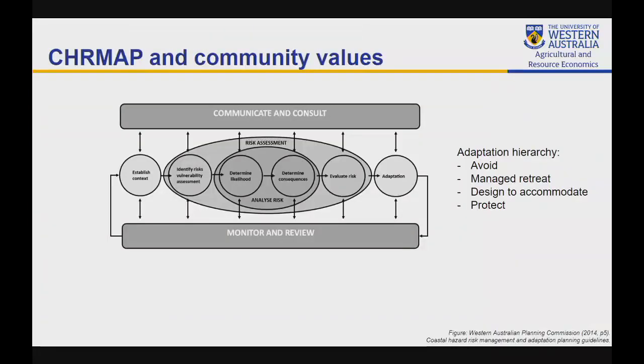Within the CHRMAP process, there are a number of places where community values are relevant. First of all, they need to identify which assets might be at risk. And from a social perspective, we then need to ask the question, do people care about those assets? Because if they don't, maybe it doesn't matter that they're at risk. They might matter for other reasons, environmental or commercial reasons, but we need to get that social perspective too. In terms of evaluating the risk to those assets, we need to understand people's tolerance for that.